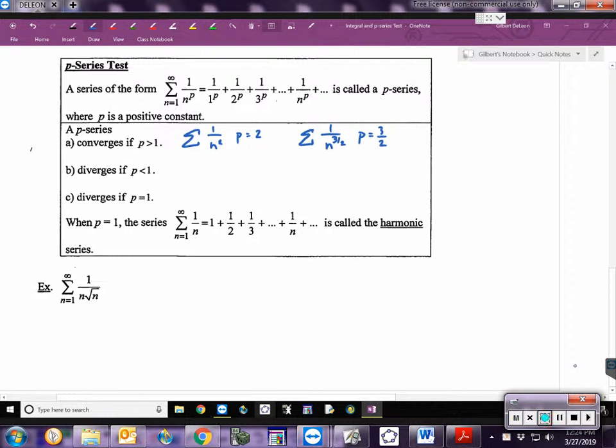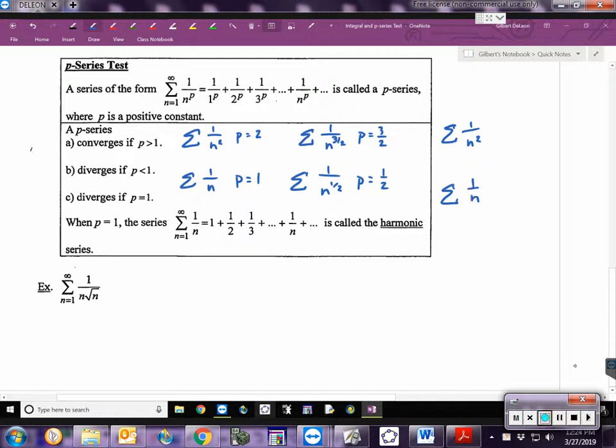If the p-value is less than or equal to 1, then we get divergence. So if we have 1 over n, in that case the p-value is 1, divergence. If I have 1 over n to the 1/2, in that case the p-value is a half. Again, we get divergence. The idea here is how fast the denominator is getting large for these series determines whether we get convergence or not.